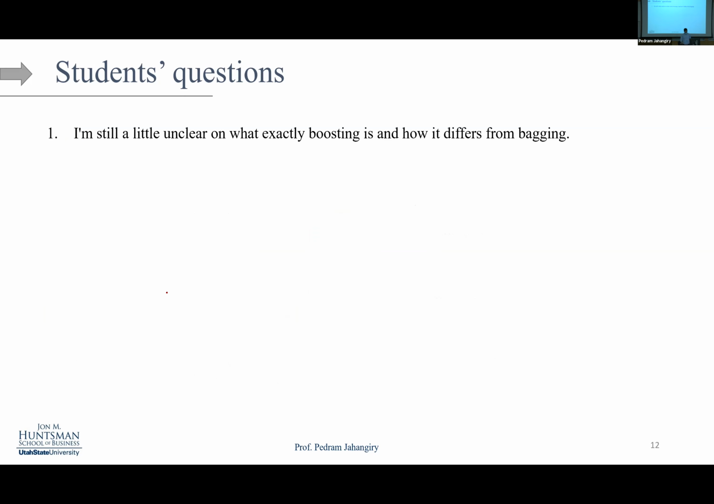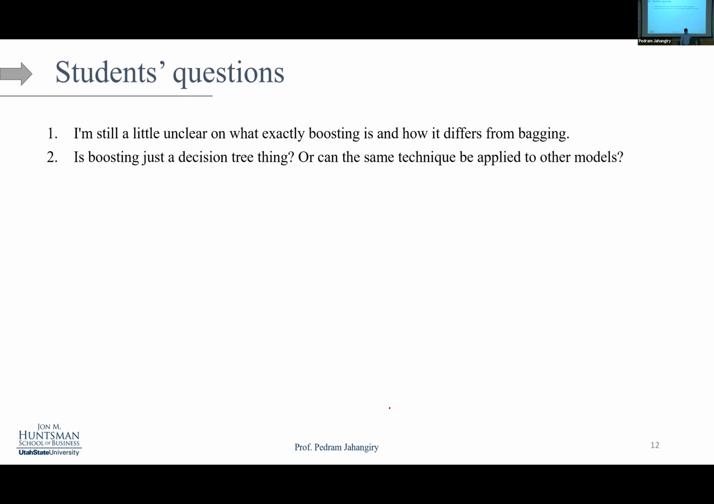Number one, I'm still a little unclear on what exactly boosting is and how it differs from bagging. Are we good on this one? Okay. Is boosting just a decision tree thing, or can the same technique be applied to other models? What's the answer? What do you think? Basically, can I use any other model than decision trees for the boosting process? Even simple regression, the answer is yes, right?